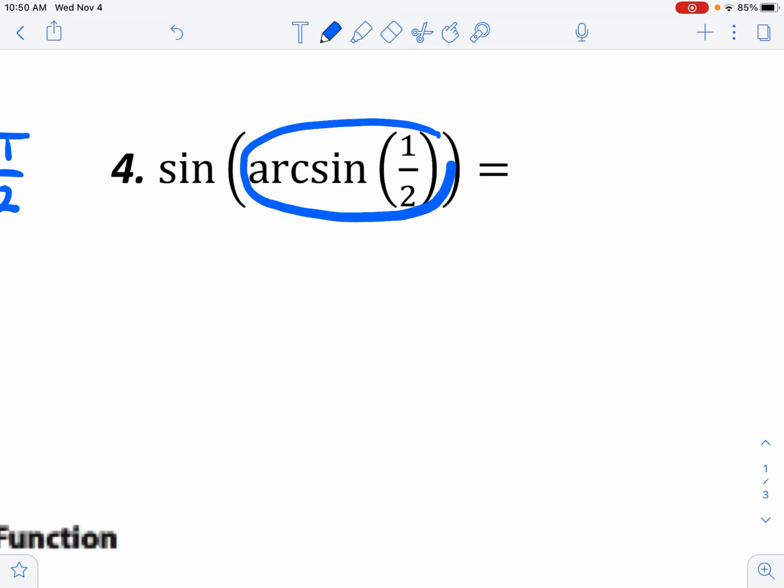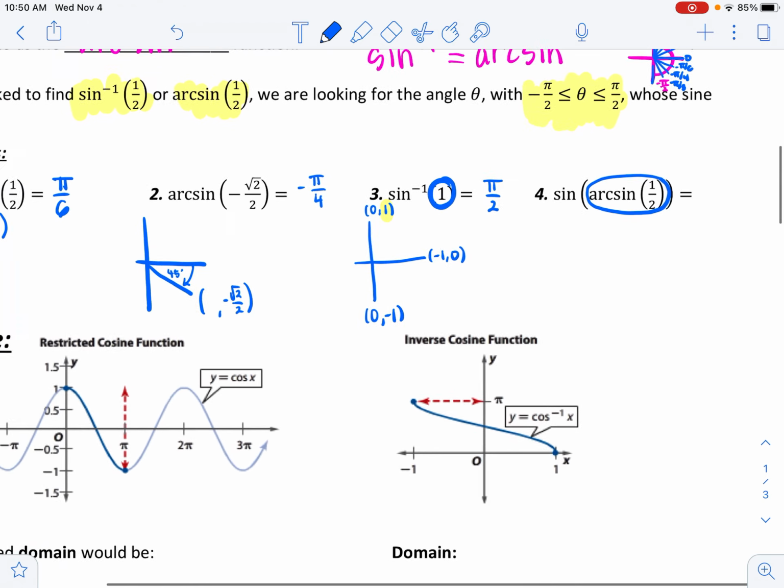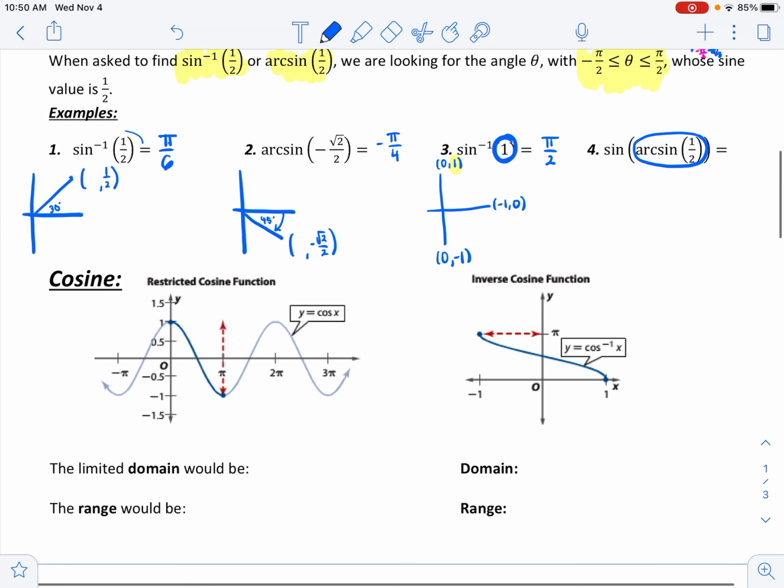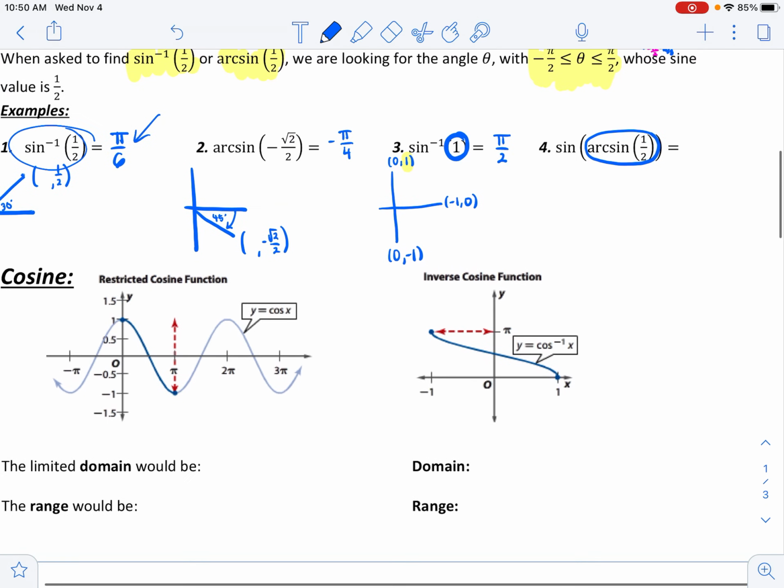All right, last one. This is multi-step. First, I have to work inside the parentheses, so I'm going to do this first. What angle has a sine of 1/2? Now, instead of doing this again, I'm going to look right here. I already did that, right? It's pi over 6. So now I'm going to take the sine of pi over 6.